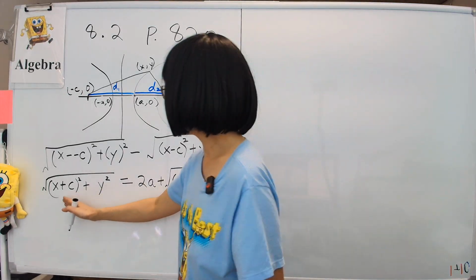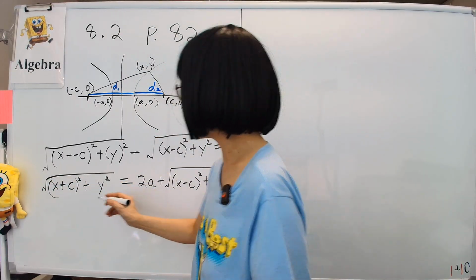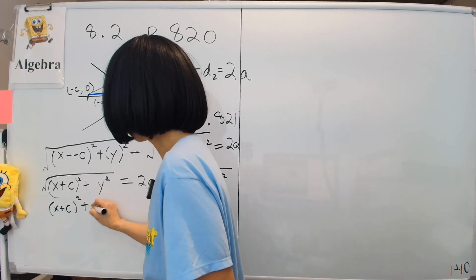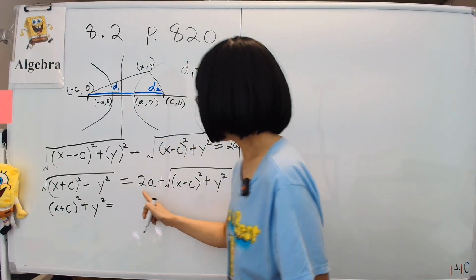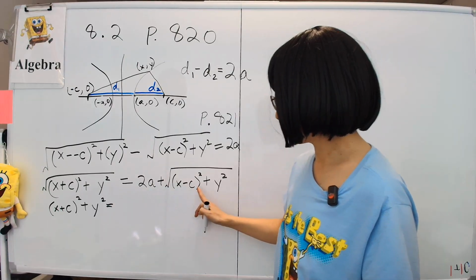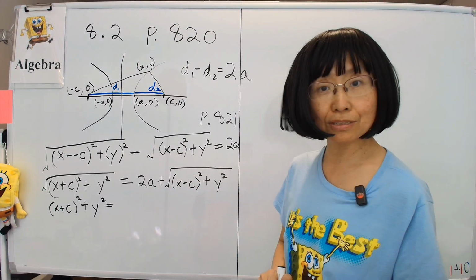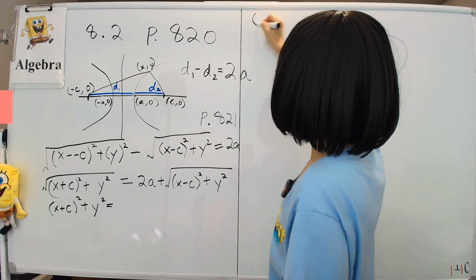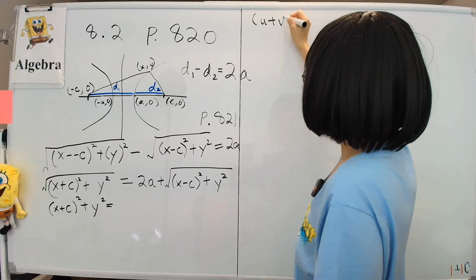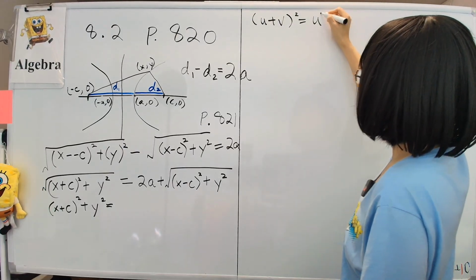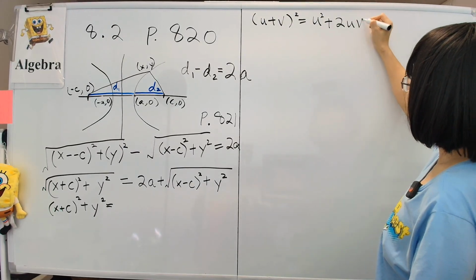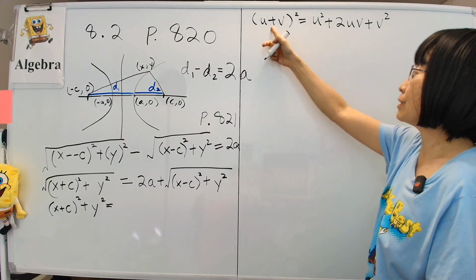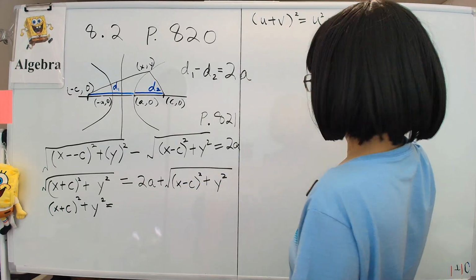Now to square both sides, this one will get rid of the square root. So we will just have x plus c squared plus y squared left. Now this side, we'll have this thing squared, and then this thing squared, and then this times 2, following the equation that was up here and I erased, so I'll draw it here again: u plus v squared equals u squared plus 2uv plus v squared. If it was a minus, then this sign turns into a minus. But right now we're dealing with plus, so we'll follow this formula to multiply this stuff out.